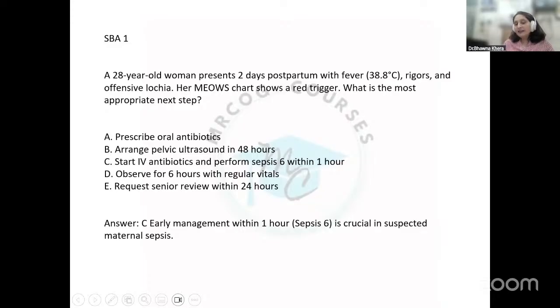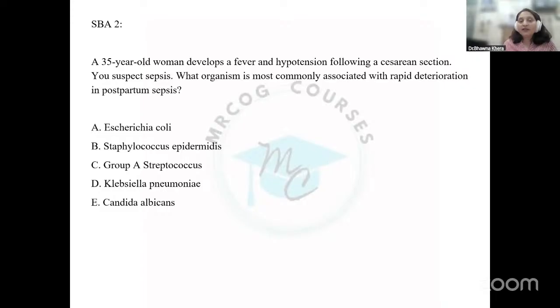Yes, C is the correct answer. Why is E not the correct answer? Because immediate senior review is needed, right? And here they are giving us review within 24 hours. So C is the correct answer. You have to start the early management with sepsis 6 within 1 hour. Very good. Everybody answered right?